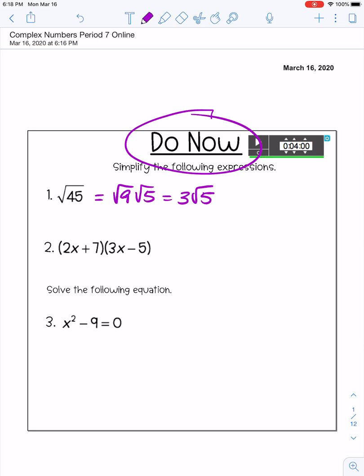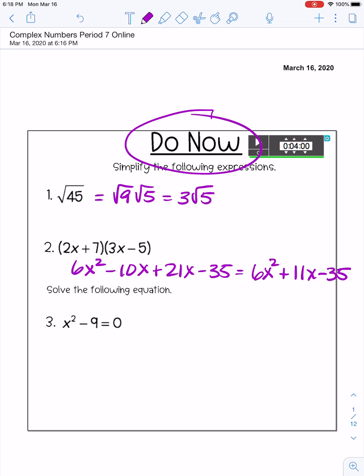When you're multiplying two binomials, that's going to give you 6x squared minus 10x plus 21x minus 35, and we can simplify that to 6x squared plus 11x minus 35, right? The reason I'm going over these things is because we're going to need these skills to work with complex numbers, because that's what we're starting. I'm sure you learned a little bit about complex numbers last year, but we're going to go a little bit more in depth.